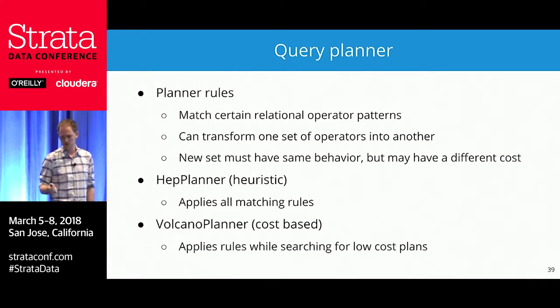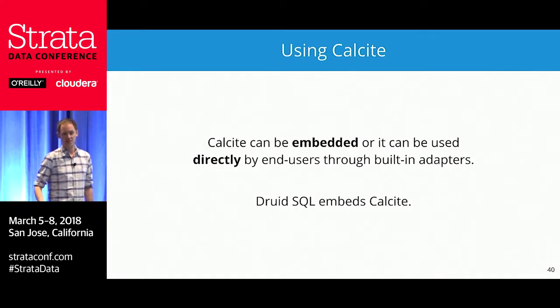So how do we use Calcite? It can be used in a couple of ways. It can be embedded, or it can be used directly by end users through built-in adapters. So Druid SQL embeds Calcite. We depend on Calcite as a library, and then the Druid SQL API is offered to Druid users over a network socket. So Druid users don't use Calcite. It's internally used to Druid.